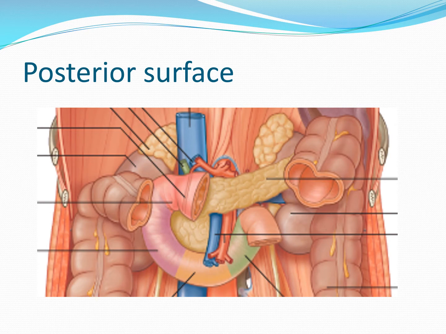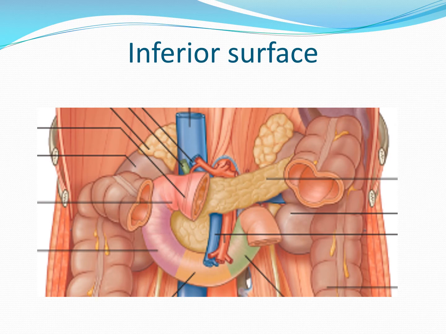So, triangular in cross section, it has three borders: anterior, superior, and inferior. A part of the body projects upward beyond the rest of the superior border, a little to the left of the neck. This projection is known as the tuber omentale. So this part is the posterior surface and this one is the inferior surface.